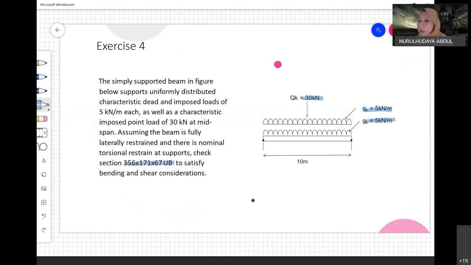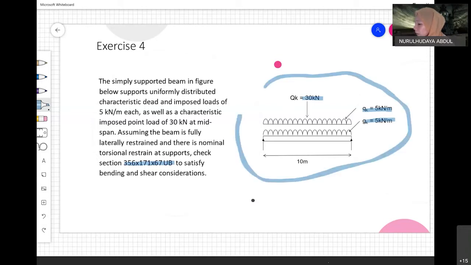So the difference between this exercise number 4 and example 1 yesterday, this one dia bagi you section and dia minta you check whether this section is suitable or not to be used for this kind of design. Maksudnya macam loading macam ni, you letak 10 meter beam, size macam ni, is it okay, whether it can support the design or not? So we have to check.